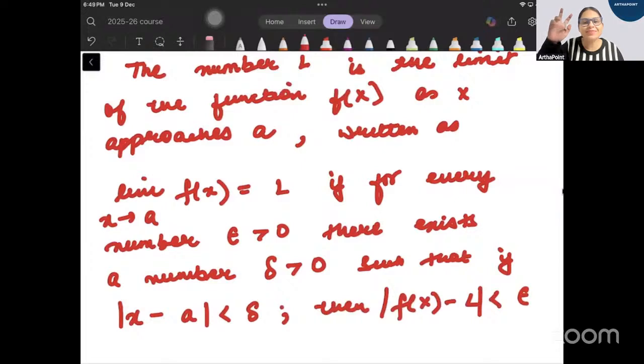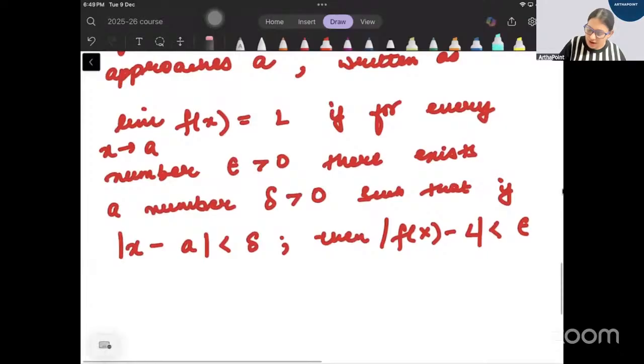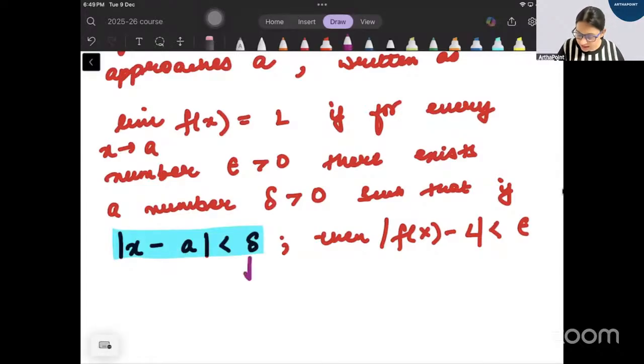This is the official definition of limit. अब बहुत आसान है, क्या बोल रहे हैं? Let's understand. It says, so x minus a less than epsilon, ध्यान से समझना, x minus a less than epsilon में epsilon is a very small number, very very small number.